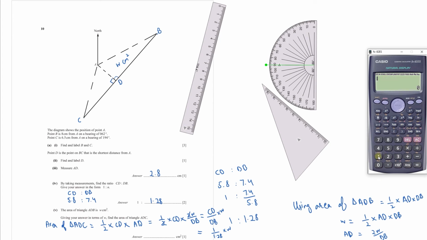So let's calculate 1 divided by 1.28. So you get 0.781 up to 3 significant figures. So this will be, so let me just draw this line here because this was the previous part.